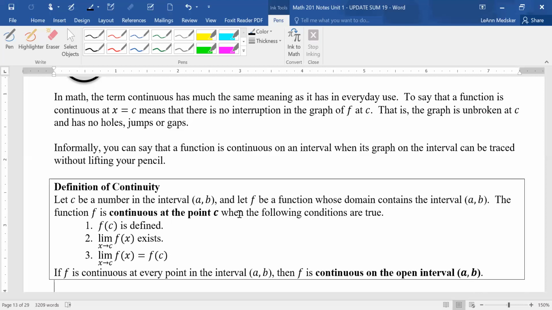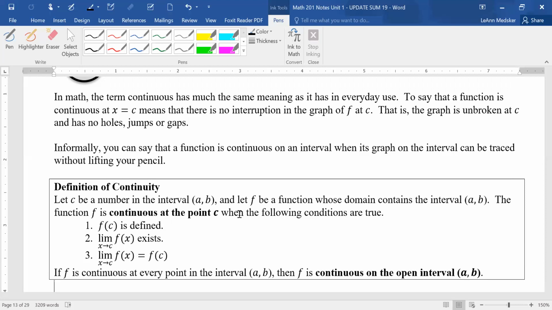Number two, the limit as x approaches c of f of x exists. We haven't talked about limits yet because that's in section 1.5, so we'll have to discuss why we know that's true in class together. And number three, the limit as x approaches c of f of x equals f of c. The second and third conditions will come when we look at some different types of equations in class together. What we want to focus on in this video is visually, what do we mean by this?